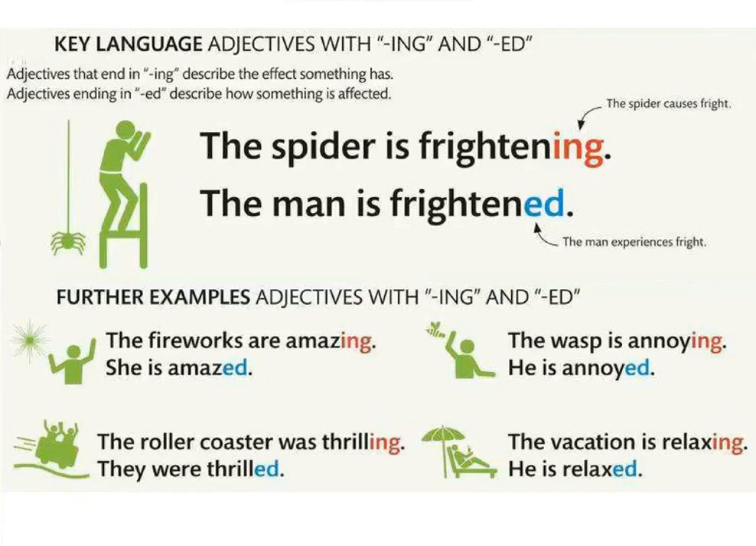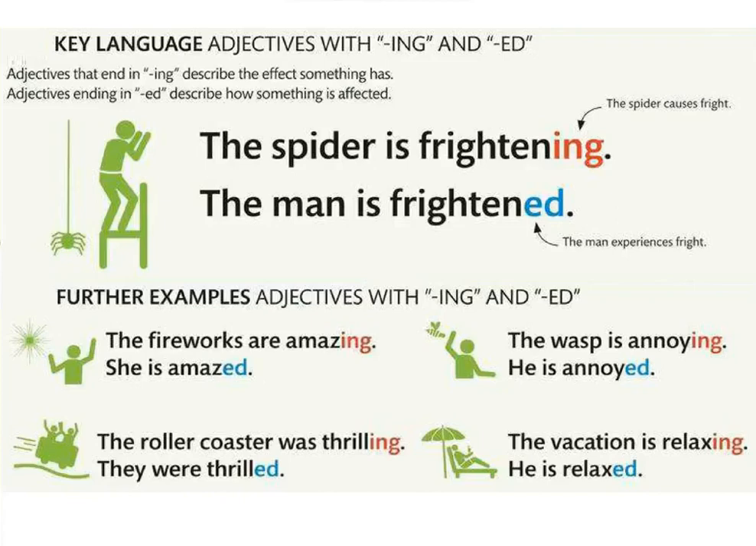The source of the feeling is what we use ing adjectives for, not the one who feels. Unlike ed, adjectives ending in ed describe how something is affected, the one who feels. For example, here the spider is frightening, the man is frightened. So because of the spider, the man is frightened. So the man experiences fright here because of the source, which is the spider. Always we use ing with the source of the feeling, okay?